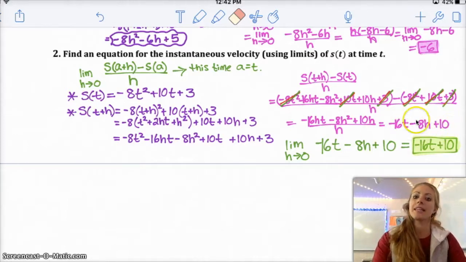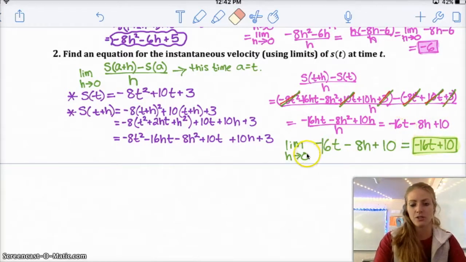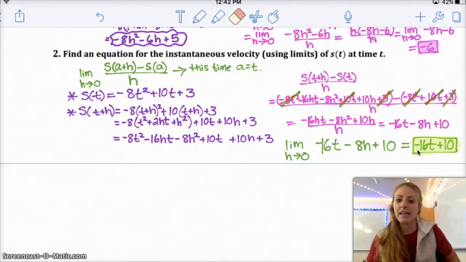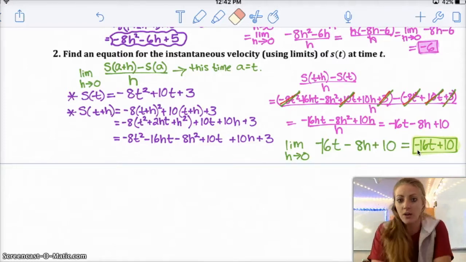And remember, we're taking the limit of this as h goes to 0. So that's this step here. I'm taking, remember, the whole thing. The instantaneous velocity is the limit as h goes to 0 of this thing. And so that would just end up being negative 16t plus 10. So what this does is, regardless of what time I'm curious about knowing the instantaneous velocity, it's actually giving me an equation to get the instantaneous velocity for that function.